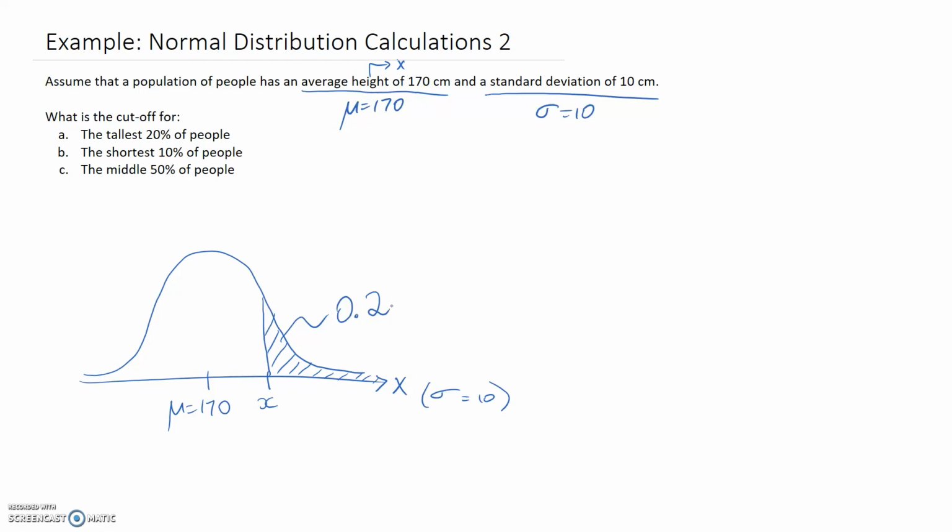So what we should be able to do is go and look up in our tables what z value corresponds to this 0.2 area. Once we've got that, we should be able to use our equation to convert between a z-score and x, which is the actual height of someone. Okay, so first step, we need to figure out what 0.2 area is in terms of the z-score cutoff.